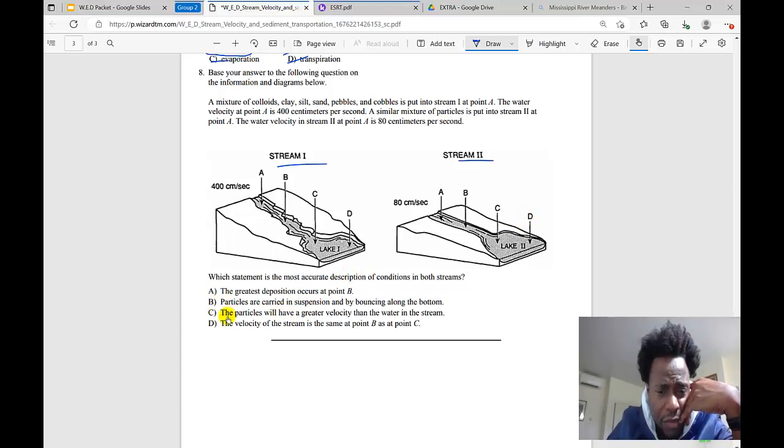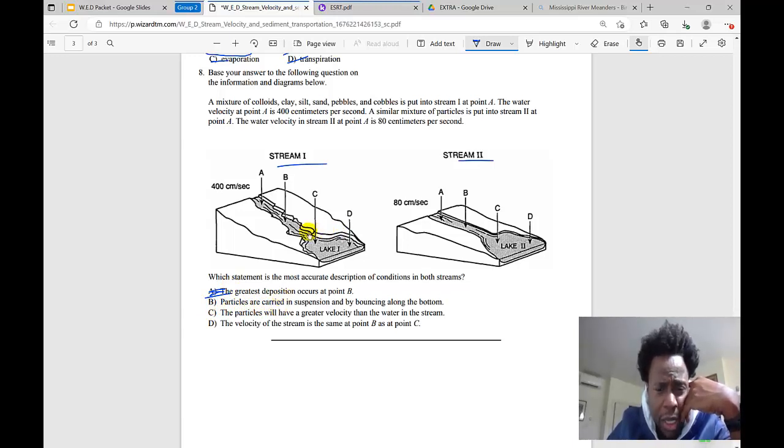So which statement describes the conditions in both streams? Option A, the greatest deposition occurs at B. No, the greatest deposition will occur at D, where the velocity of the stream will be the lowest, and as a result it will drop more sediments there. So A is out of the way. B cannot be where the greatest deposition will be taking place. Option B, particles are carried in suspension and by bouncing along the bottom.